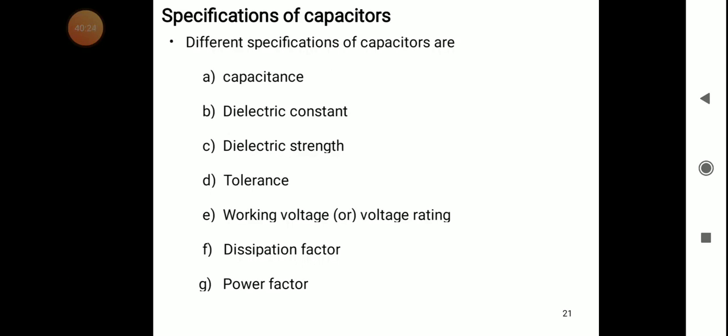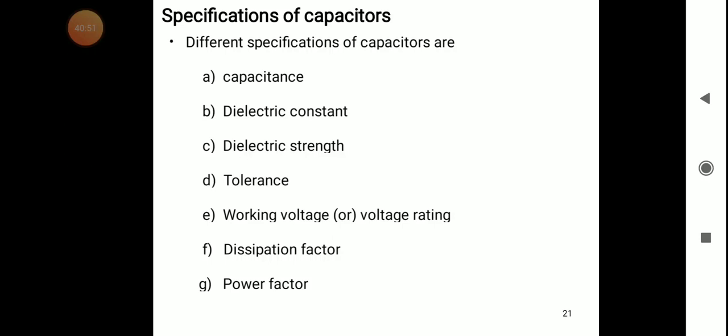Another important specification is the dissipation factor. Dissipation means the capacitor charges well, but it discharges very fast. So what is the use of that component? We should also know in what time it is dissipating the energy, and that is given by the dissipation factor. The dissipation factor is also very important.